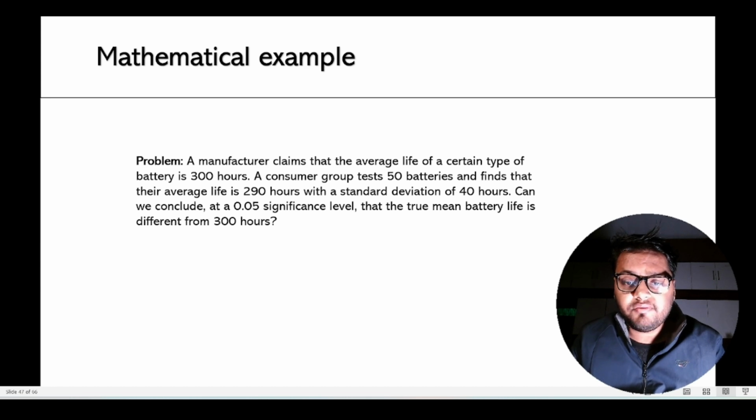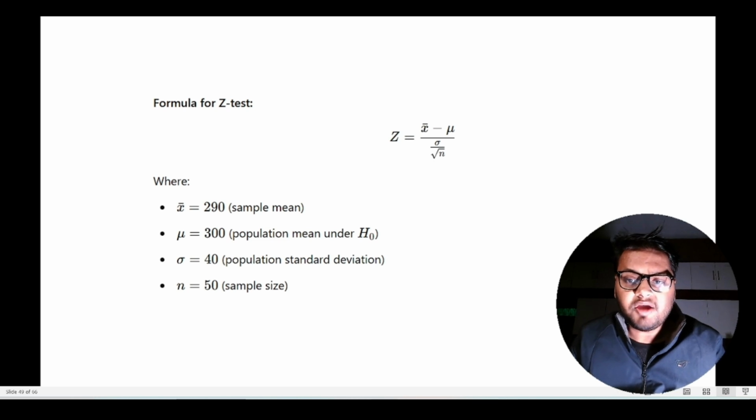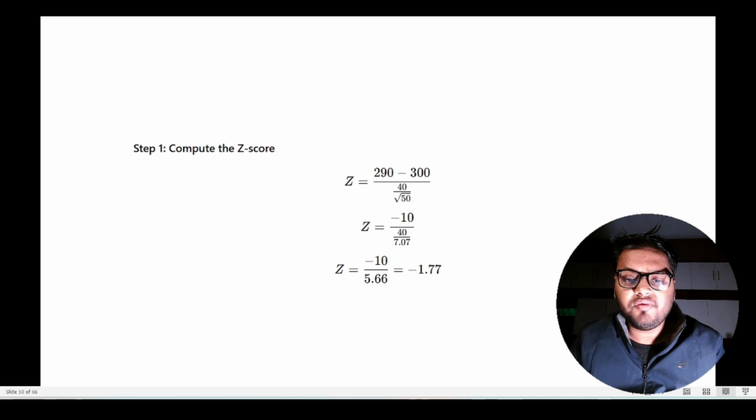The first thing we have to do is assume our null and alternate hypotheses. The null hypothesis will be that the average battery life is 300 hours, and the alternate hypothesis will be that it is not 300 hours. Next, we calculate the z value. This is my formula and these are the values given to us: sample mean is 290, mu is 300, the standard deviation is 40 and the sample size is 50. Putting these values into the formula, we get the z value as minus 1.77.